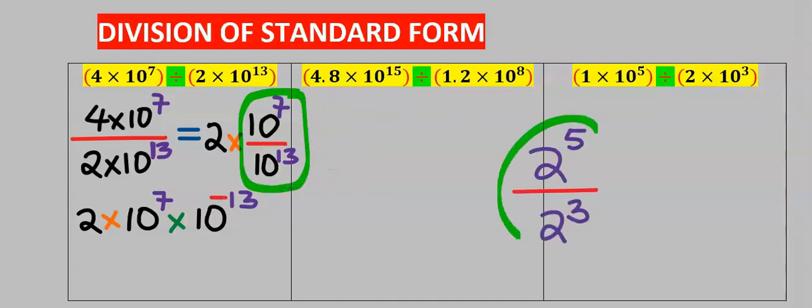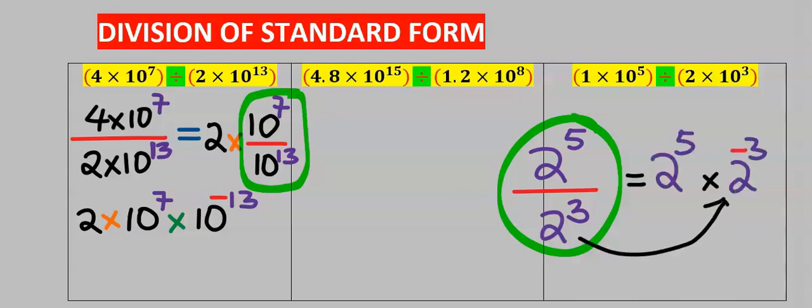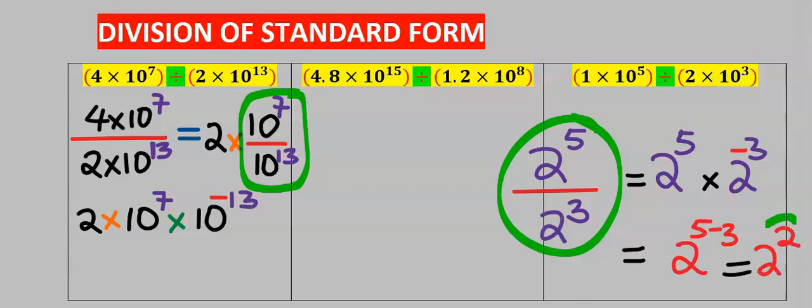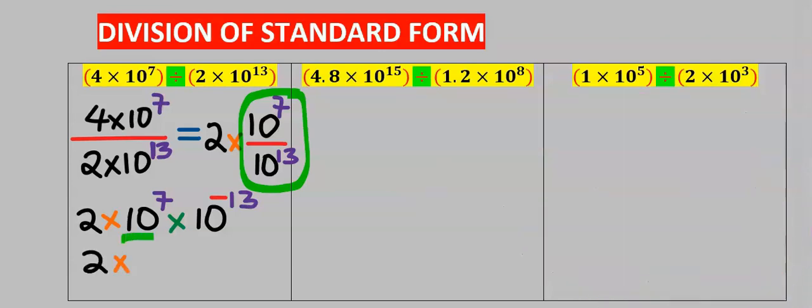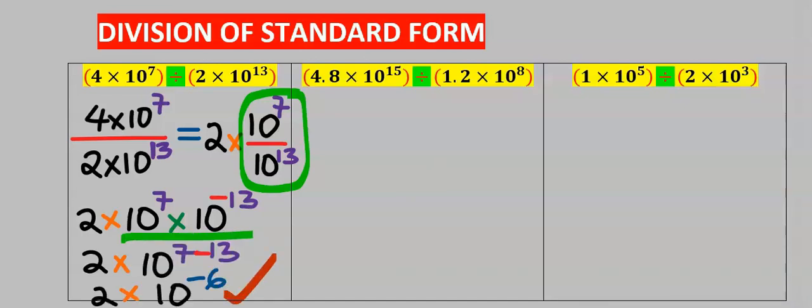For example, 2 to the power of 5 divide 2 to the power of 3. This 2 to the power of 3 will go up and it will acquire a negative. And our answer is 2 to the power of 2, which is 4. We're going to apply this basic law of indices to this problem. Next, I will apply the law of indices to this, and our answer is 2 times 10 to the power of minus 6.